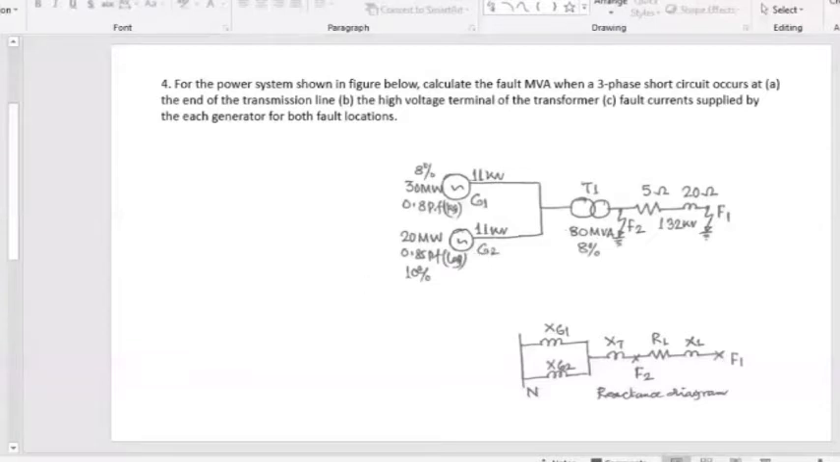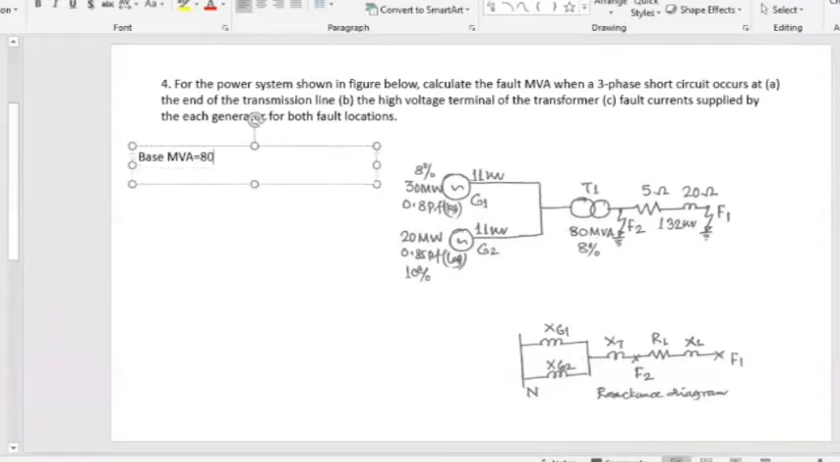To start with, we have to choose the base MVA. We can choose the base MVA of this transformer or this generator or this generator. They are different, so it's not going to help to find a common one. There is nothing common: 20, 30, 80. So we can choose anything. Normally we choose the transformer MVA. So let's choose base MVA equal to 80. You could choose something else, not a problem.